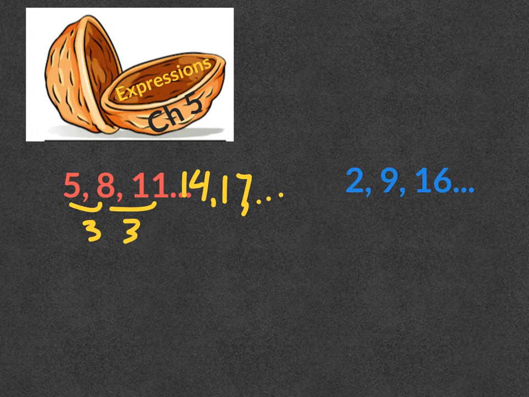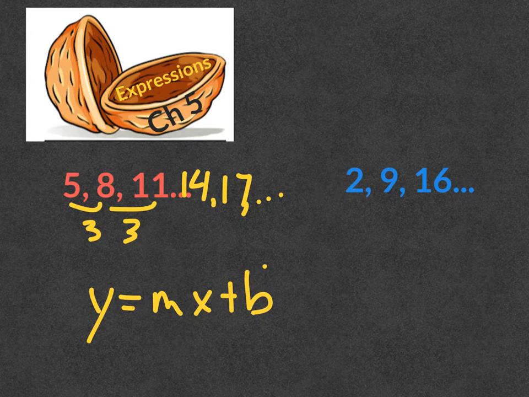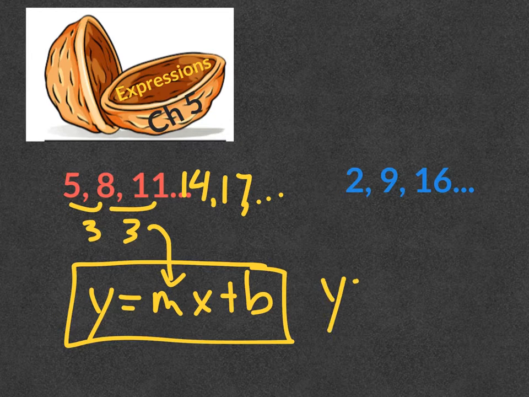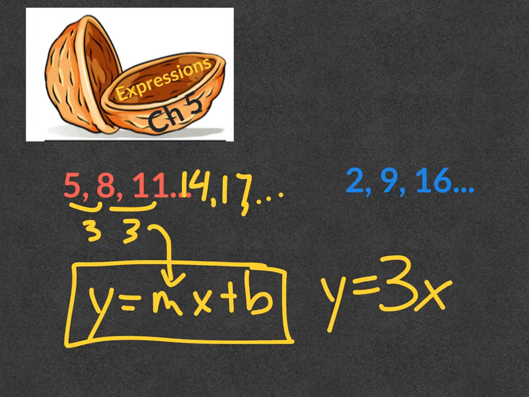And then we want to be able to do a couple other things. I want to recognize that constant rate of change. And then I want you to get used to understanding this equation. This is called slope-intercept form of a line. Y equals mx plus b. And the slope, the constant rate of change, is the m. So I would start writing that as y equals 3x.